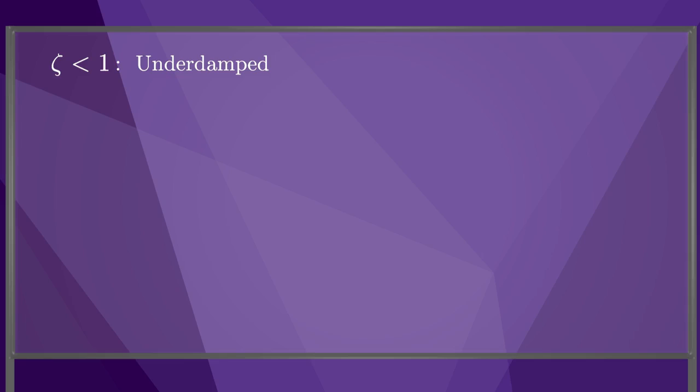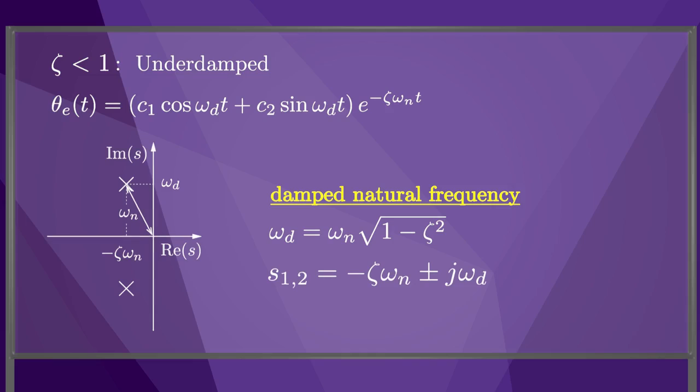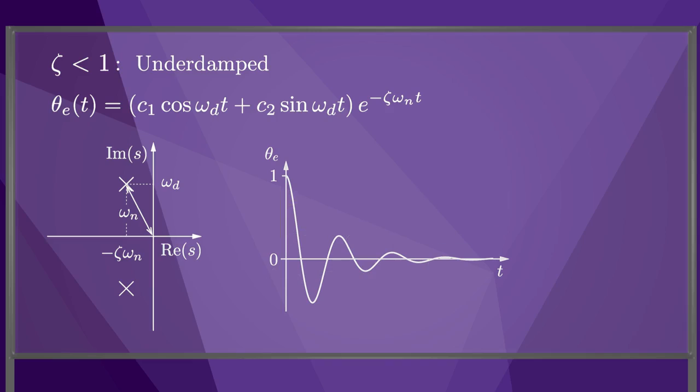Finally, the dynamics are underdamped if the damping ratio is less than 1. In this case, the error response is a decaying sinusoid. The time constant of the decay is 1 over zeta omega n. The frequency of the sinusoid is the damped natural frequency omega d, which equals the natural frequency times the square root of 1 minus zeta squared. The roots are complex conjugates with a real value minus zeta omega n and an imaginary value plus or minus j omega d. This is the unit step error response.